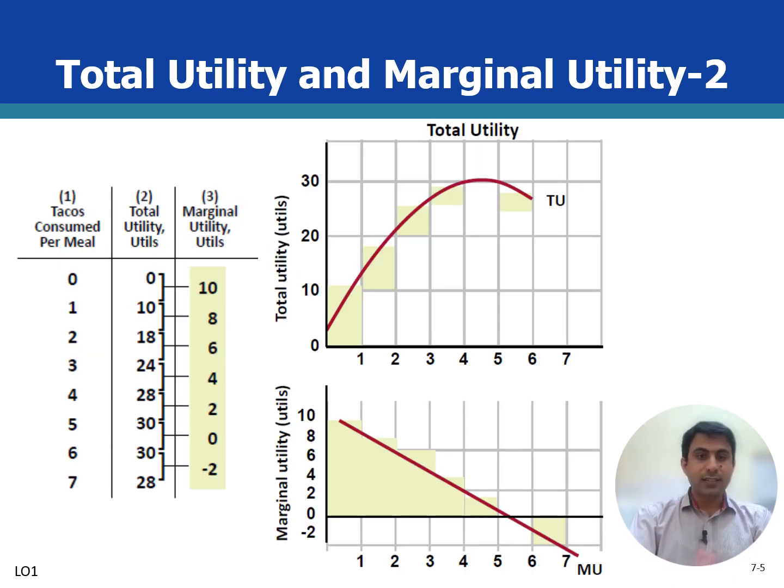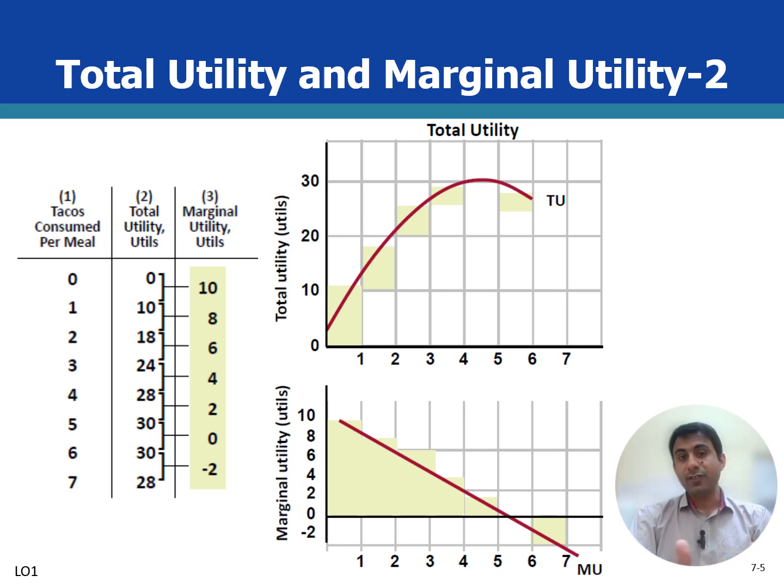If we look at this schedule and the diagrams, in the top diagram we have the total utility, and in the diagram below we have explained the marginal utility. The curves of the total utility and the marginal utility are graphed from the data in the table. As more of the product is consumed, the total utility increases at a diminishing rate, reaches a maximum, and then declines.